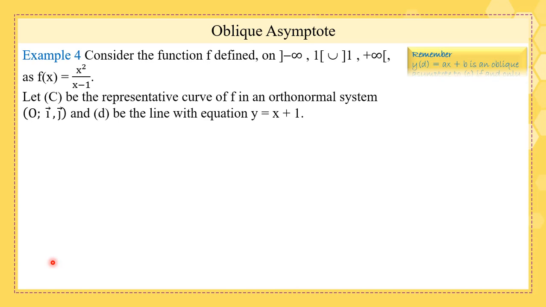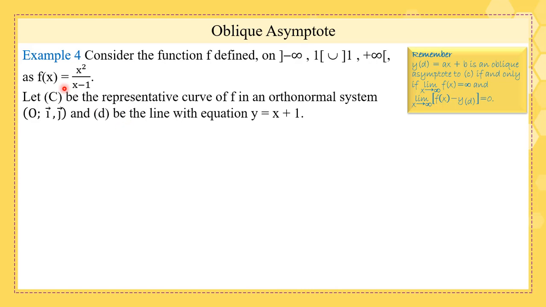Now oblique asymptote. Remember, the line y equals ax plus b is an oblique asymptote if and only if the limit at infinity of the function is infinity and the limit at infinity of f of x minus y of d, which is y of the line, is 0.